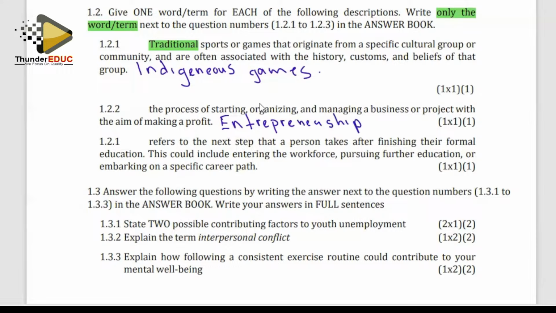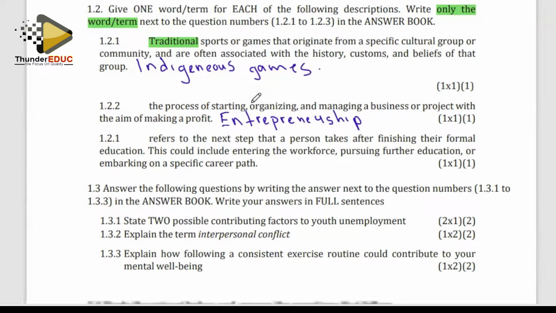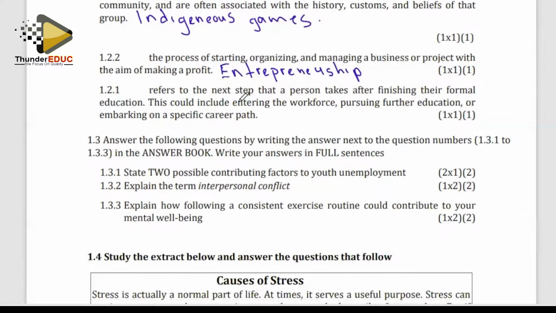It's when you start your own business, then you set up the things which are needed to start that particular business with the aim of making profit, because the bottom line or the main aim is to make profit at the end of the year or at the end of each financial year.